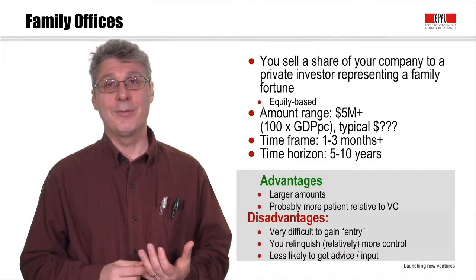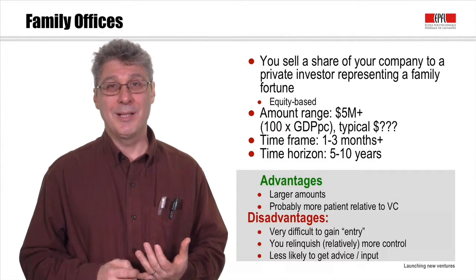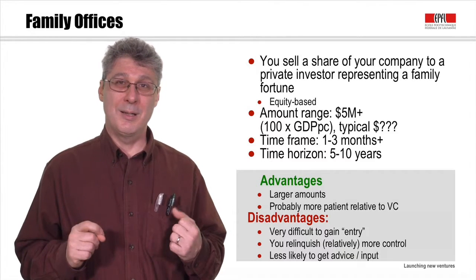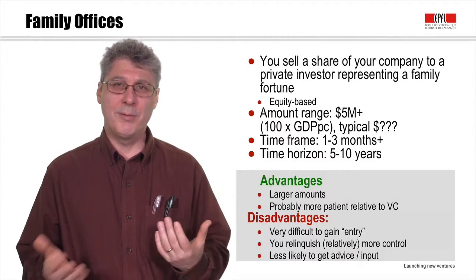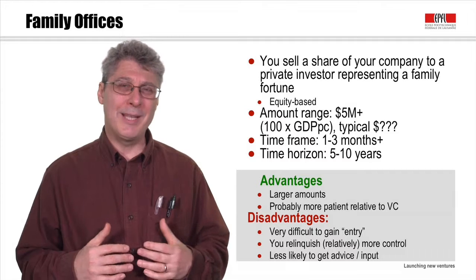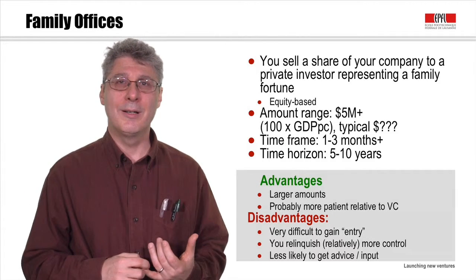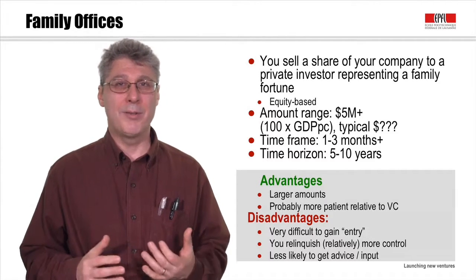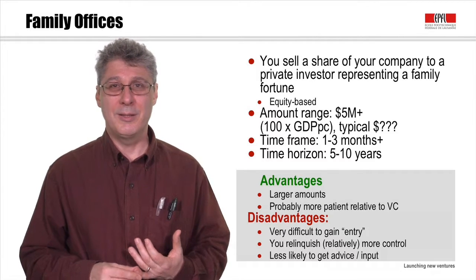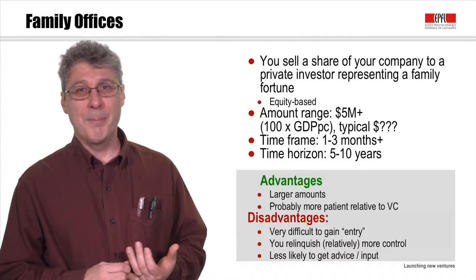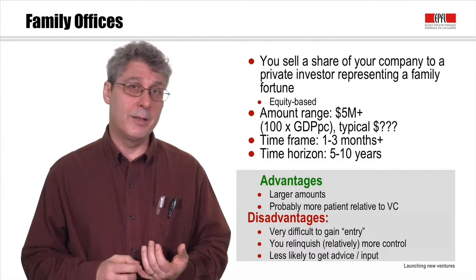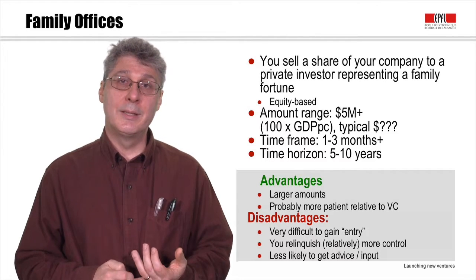Hard to say what the typical investment is here, really, because these are not public events. Most people don't talk about them. They're relatively private transactions. So they are on the higher end of the scale here. Usually it might take 1 to 3 months to find and negotiate a deal with a family office. The time horizon, on the other hand, could be quite patient, on the 5 to 10 year frame.